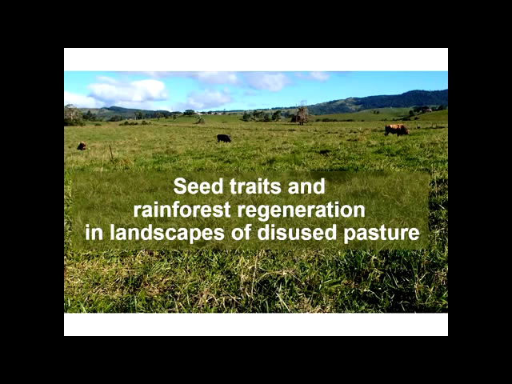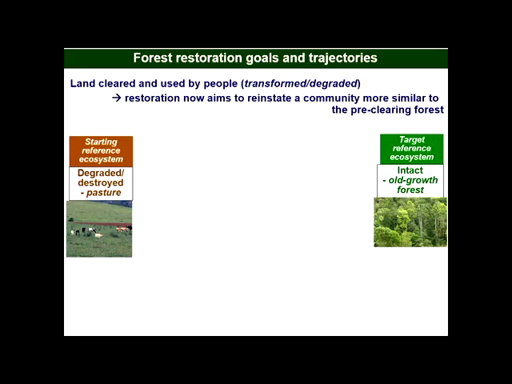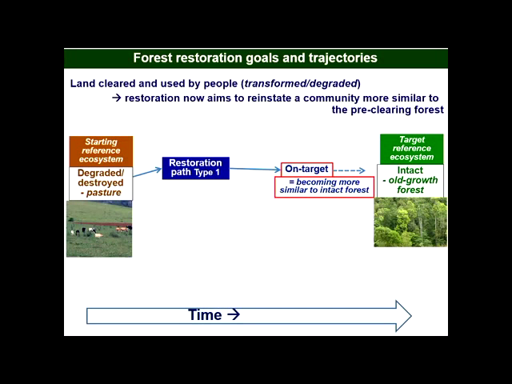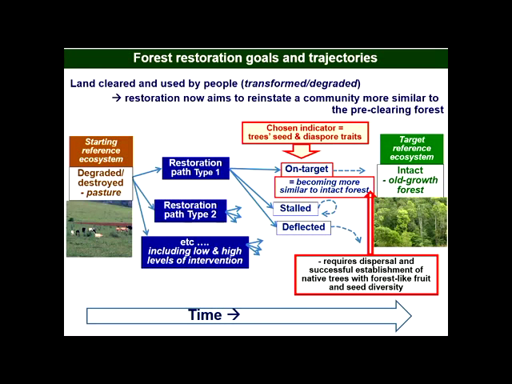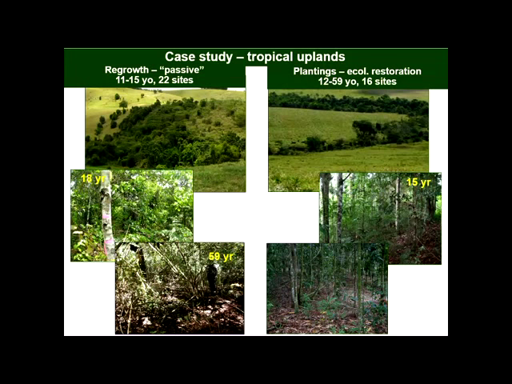Three. So what about when we regenerate in these landscapes of disused pasture? We want to get from pasture to forest. I think I'll skip through this. We want to become more similar to the forest, and my indicator is the diaspore and seed trays of these species. And we could use different kinds of interventions, and I'm going to look at two.